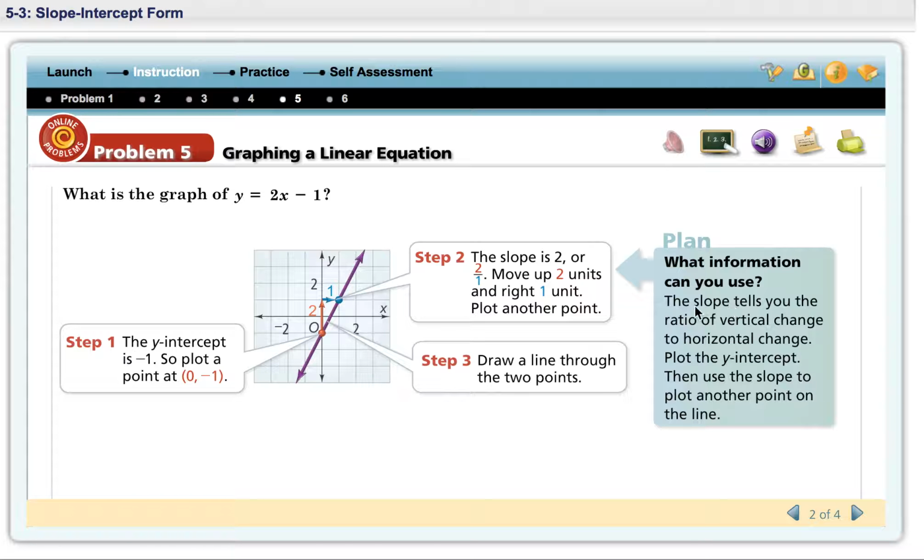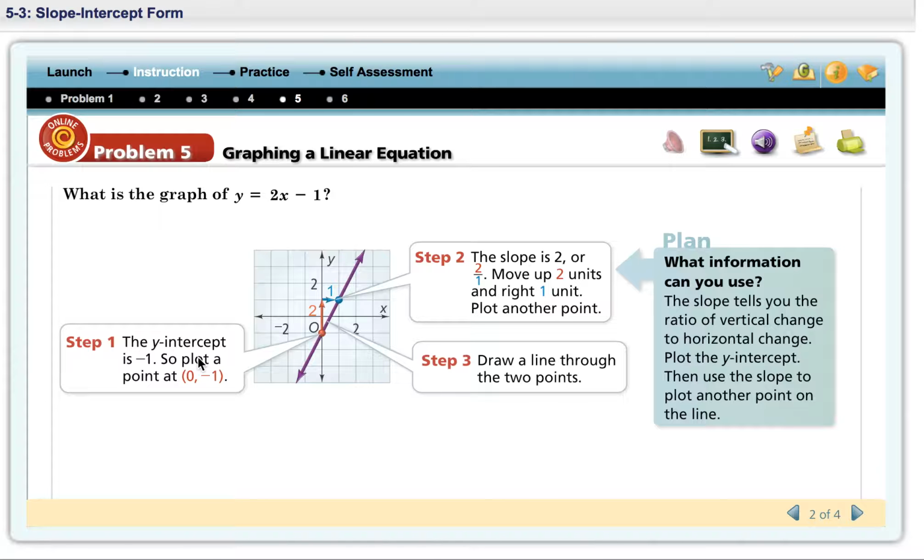So, what information can you use? The slope tells you the ratio of vertical change to horizontal change. We talked about that. That's just the change in the up and down, the rise over run, right? So this graph rises 2 and runs 1. And then you plot the y-intercept. I don't know why they tell you that; you should really plot the y-intercept first because it makes no sense if you don't have a starting point.